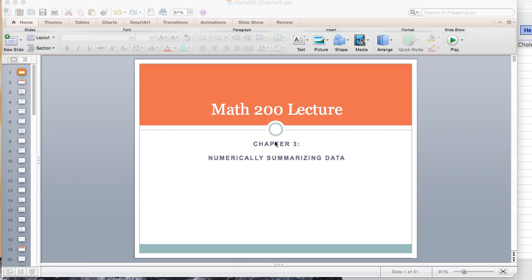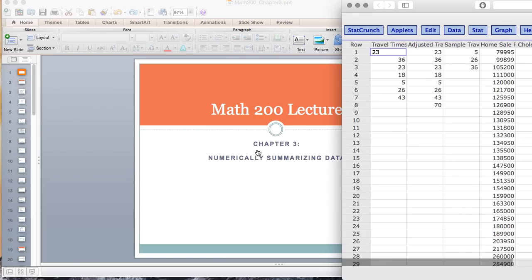Hey guys, so today I'm going to be walking you through Chapter 3 material, which is about numerically summarizing data for your Math 200 class. So just like last time, we're going to be toggling between StatCrunch and PowerPoint. I'm going to keep this minimized here so I can toggle between the two. I have a bunch of data already in here that we're going to use.